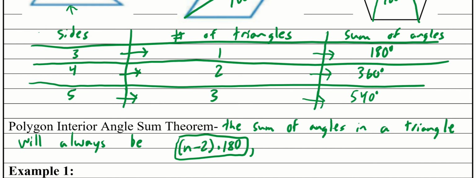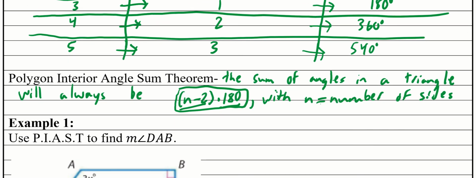And I'm going to add on this little piece here at the end. I'm going to say with n equaling number of sides. Okay, n is just going to represent our number of sides here. Because notice if we take our number of sides and we subtract 2, we get the amount of triangles in there, and then we just need to multiply that number of triangles by 180. Okay, and this is how we find what all the angles in any shape add up to. We could go up to infinity. Doesn't matter. N minus 2 times 180.